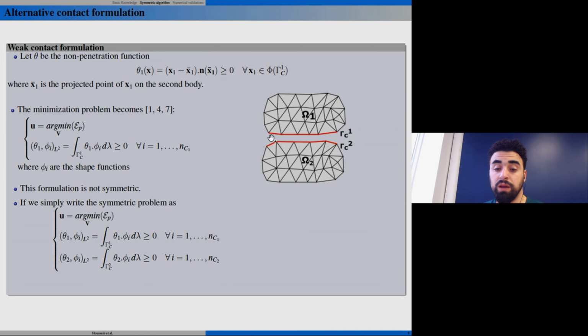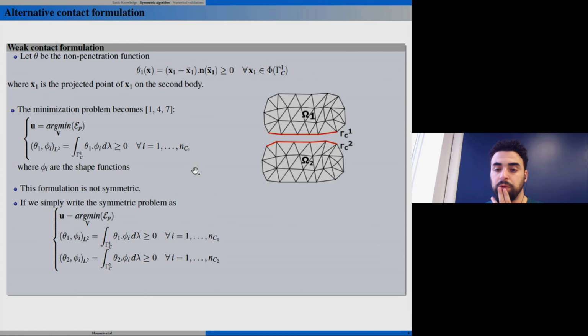Here NC1 is the number of nodes at gamma C1, and phi i is the shape function at each node of gamma C1. And therefore here we have a minimization problem with NC1 constraints. Here the constraints are written in a weak form. And of course, this formulation is not symmetric.